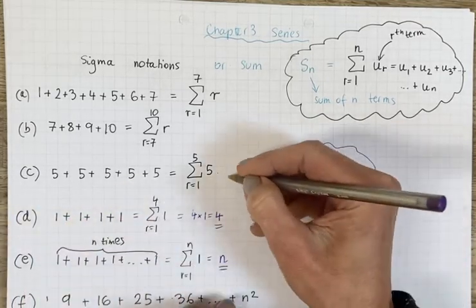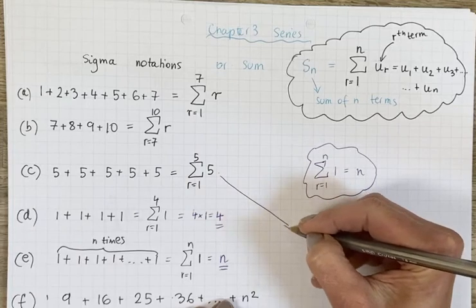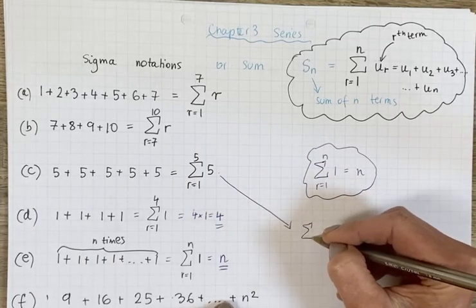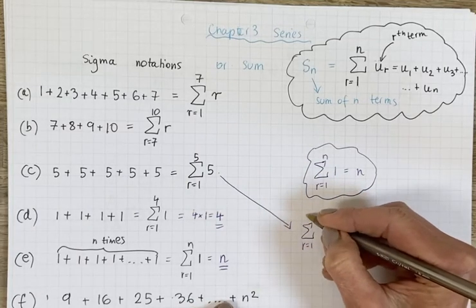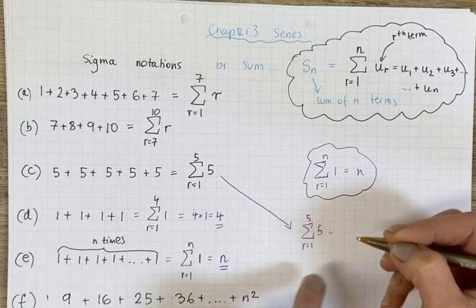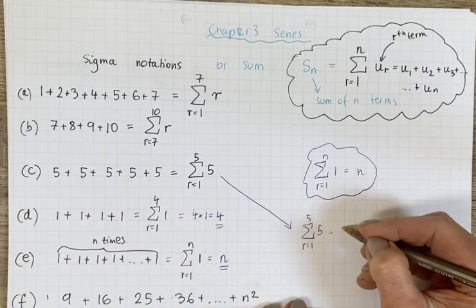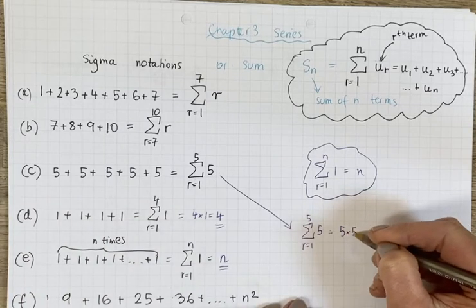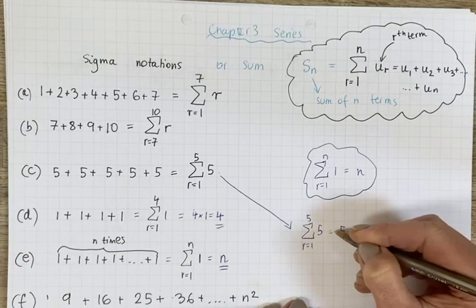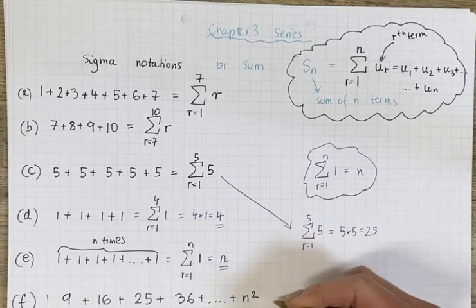Let me just go through this one. If I have this, that tells me that I've got 5 lots of 5, because it's been written 5 times. So it's 25 for a constant term. Okay, what about this one?